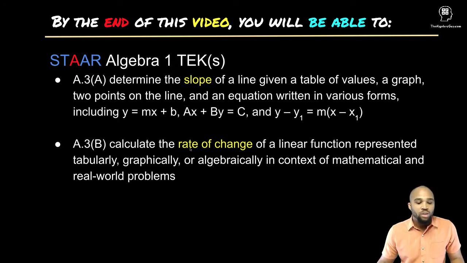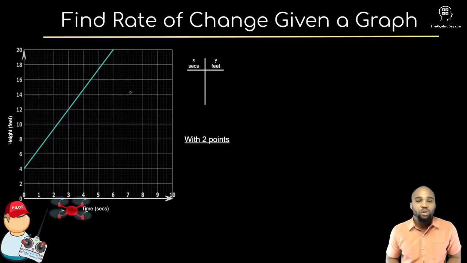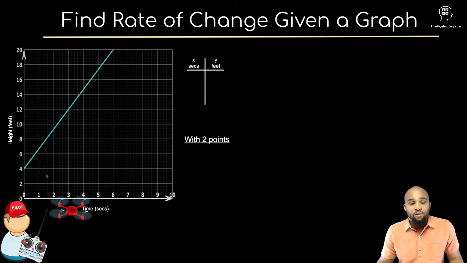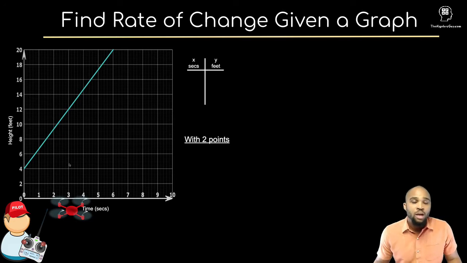So what's the difference between slope and rate of change? Well, really, rate of change is talking about when you have units involved, like in this graph here. Notice that we're dealing with height and feet. So we've got a young man flying his drone, and we're talking about how high it's flying. At what rate is it flying? So how many feet per second? The feet per second part makes it a rate.